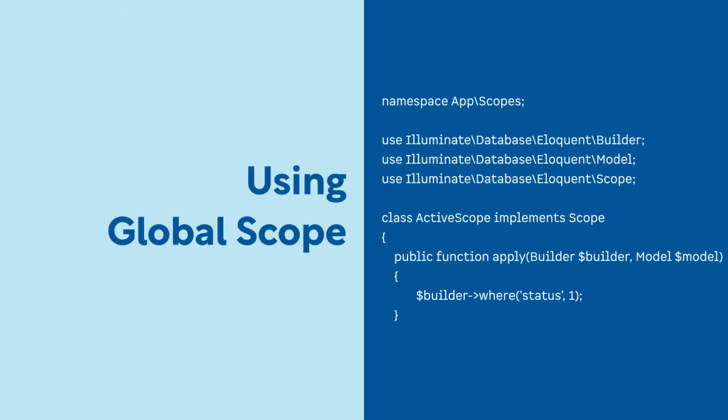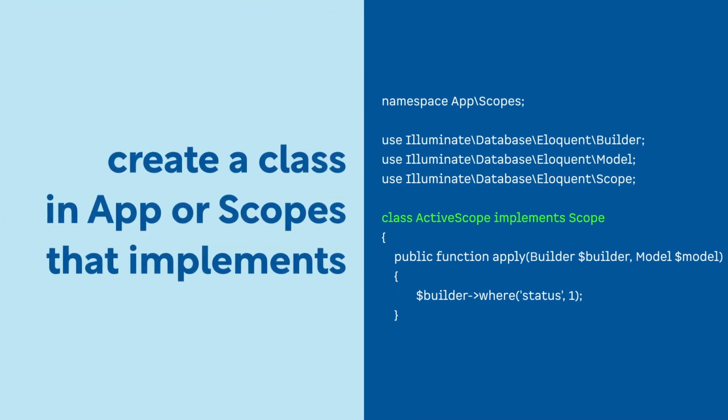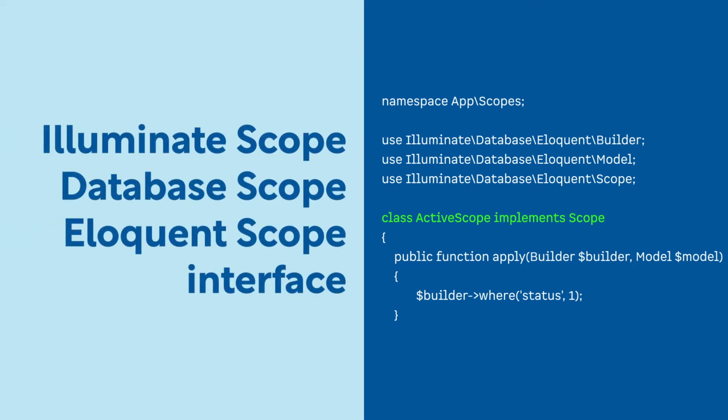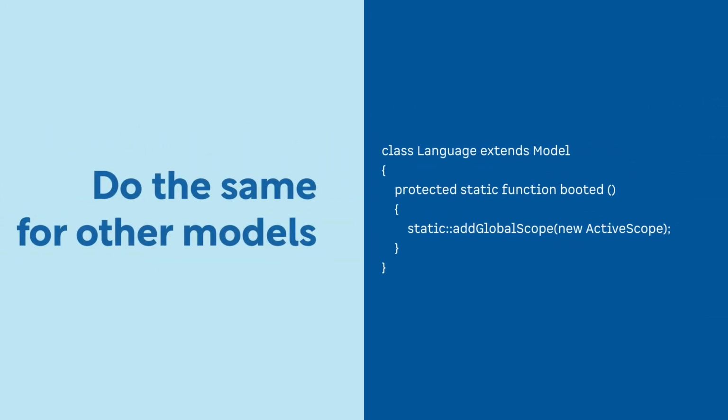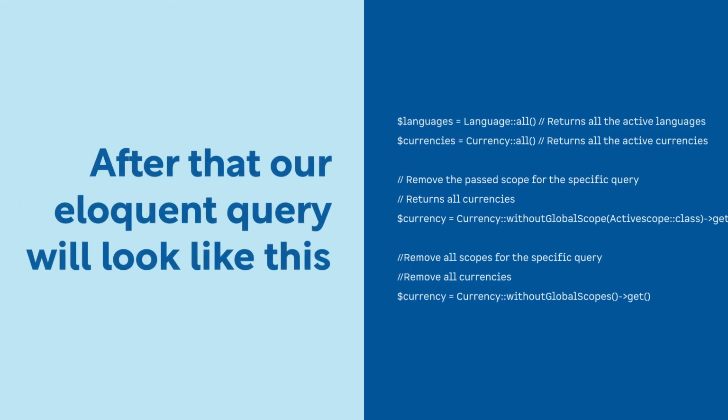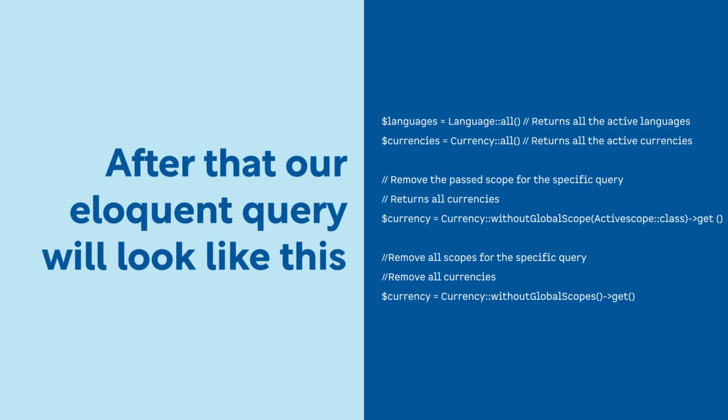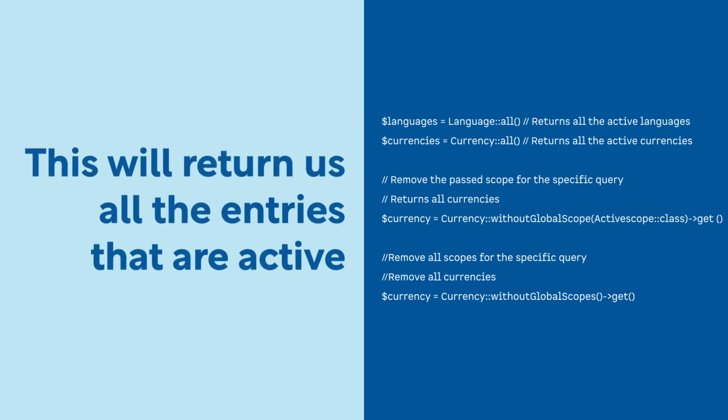Using global scope. First, create a class in app or scopes that implements the Illuminate\Database\Eloquent\Scope interface. Now assign the scope to your models. Do the same for other models. After that, our Eloquent query will look like this. This will return us all the entries that are active.